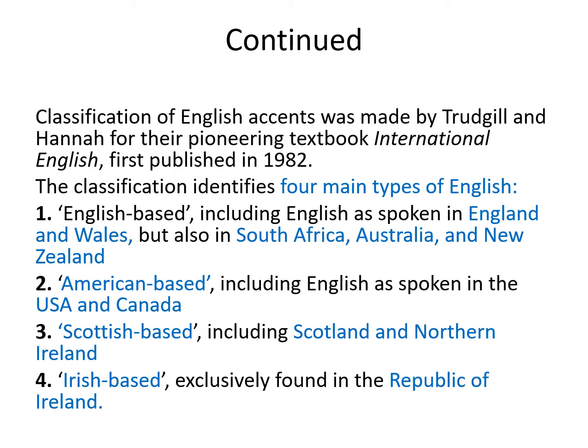There is another classification of English accents that was made by Trudgill and Hannah in their pioneering textbook International English, published in 1982. The classification identifies four main types of English accents. First, English-based, including English as spoken in England, Wales, South Africa, Australia, and New Zealand. These are the English-based accents, about English or British speakers.